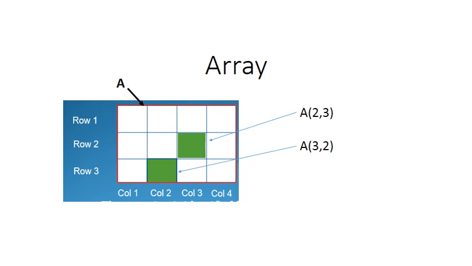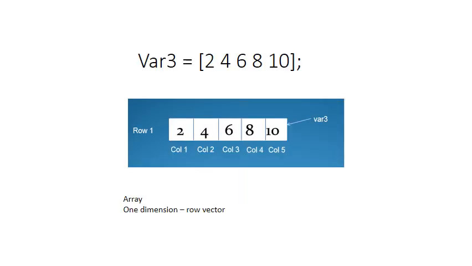In this video I just want to introduce some of the basic notation regarding arrays, matrices and vectors. What we have here is array A, which has 3 rows and 4 columns. Notice that A(2,3) refers to the cell in row 2, column 3, and A(3,2) refers to the cell in row 3, column 2.